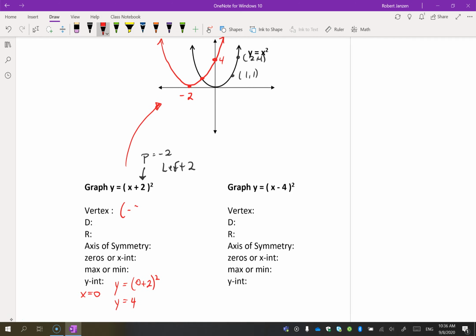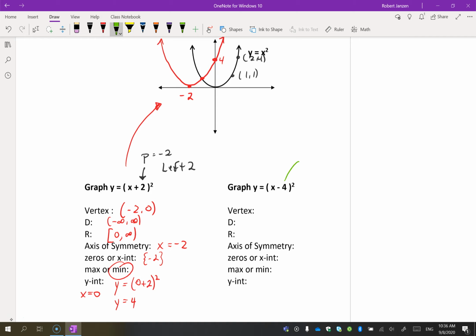Okay, vertex, negative 2, 0. The domain, negative infinity to infinity. The range from 0 to infinity. Axis of symmetry is always the x value of the vertex. What are the zeros? Well, there's only going to be 1, and this has a minimum.